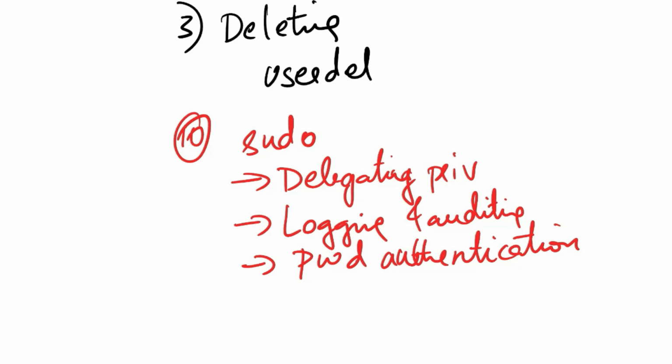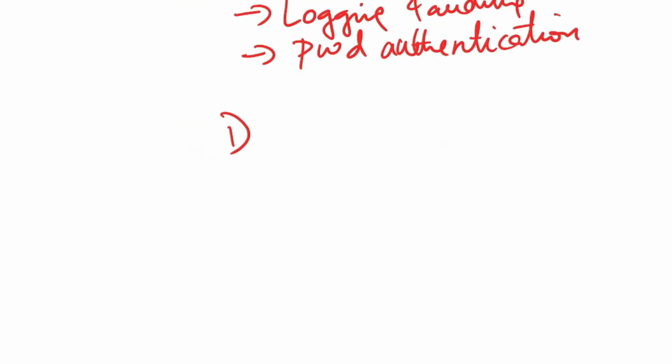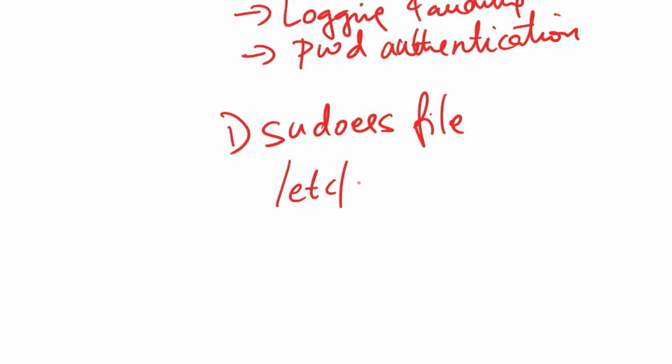Now let's see how to grant a user sudo privileges in Linux. First is to edit the sudoers file. The sudoers file is located at /etc/sudoers. This should be edited to grant sudo privileges to the user.